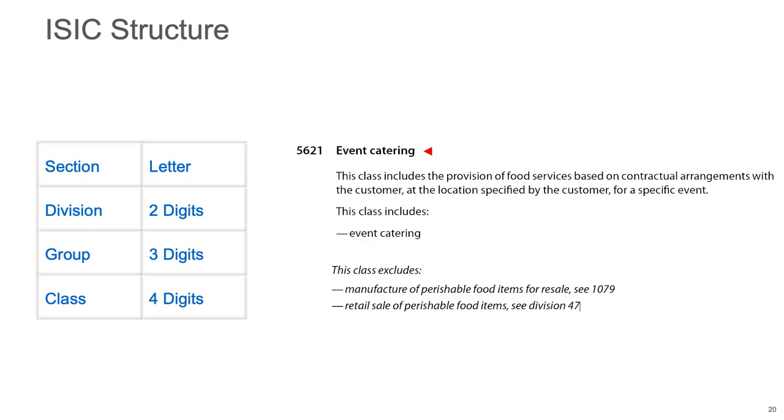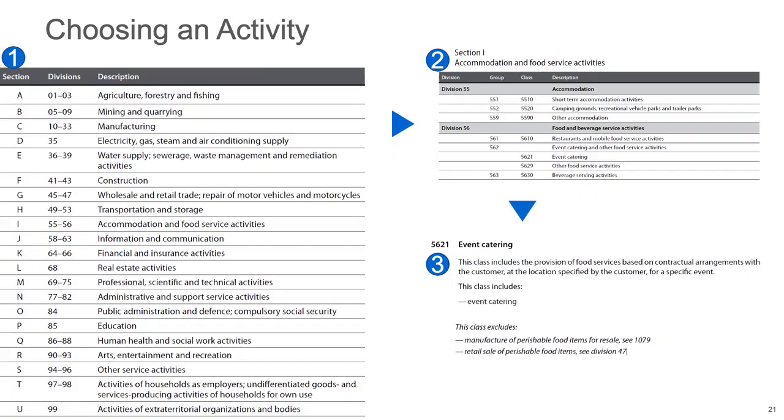To summarize, every business has an objective. This objective can be achieved by conducting certain activities. Once we are clear what are the potential activities that will be conducted by the business, we can select them from the activities list in 3 steps. First, we select the section and divisions. Second, we zoom in on a group and class. Third, consider the description, inclusion, and exclusion.